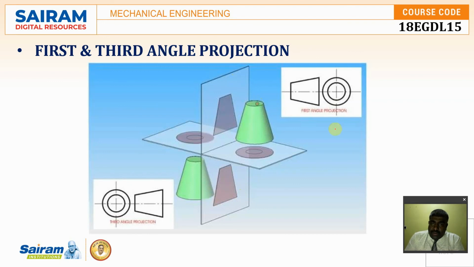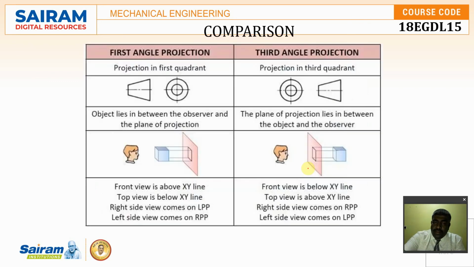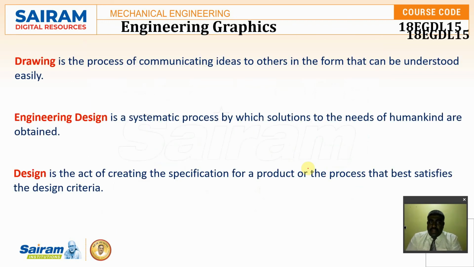Whenever it is in the first quadrant, when I take the observer from this side, the object will be resting between the observer and the screen. That means I get a forward projection onto the plane. When I assume the object is in the third quadrant, this is the object and I observe from here. The screen will be in between the observer and the object, so I go for the backward projection. These are the differences between the first and third angle of projection. First angle projection is used by European and Indian countries, whereas third angle is used by the United States.